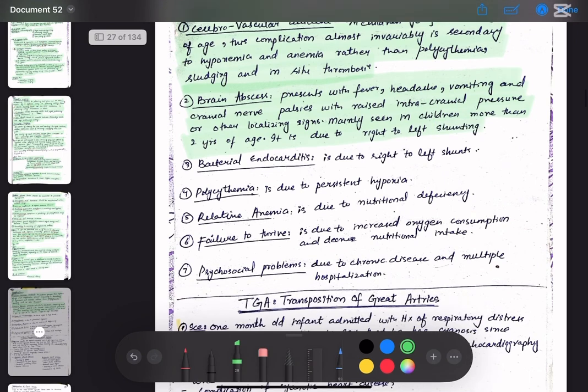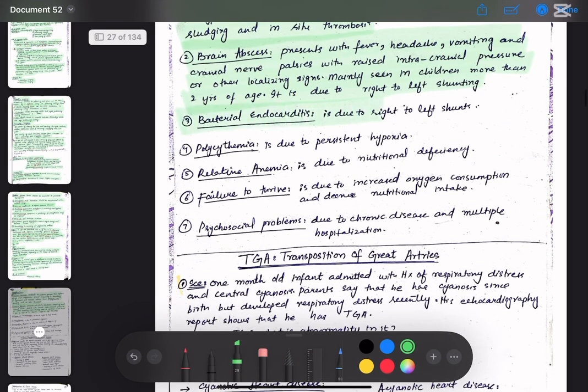It is due to the right to left shunting. Bacterial endocarditis is due to the right to left shunt. Polycythemia is due to persistent hypoxia. Relative anemia is due to nutritional deficiency. Failure to thrive is due to increased oxygen consumption and decreased nutritional intake. And psychosocial problems are due to chronic disease and multiple hospitalizations.